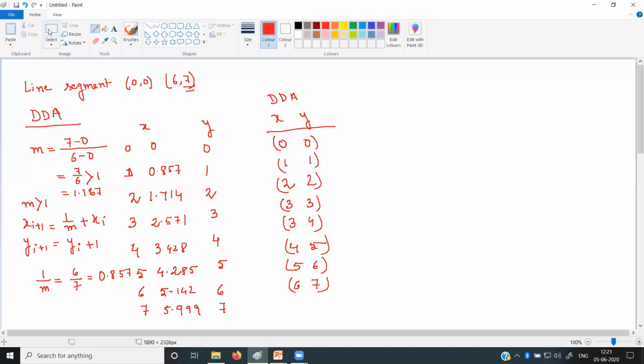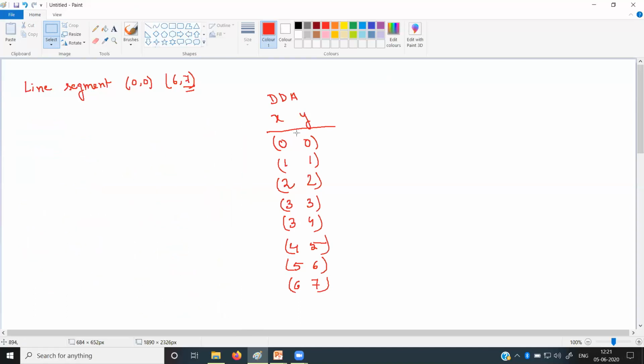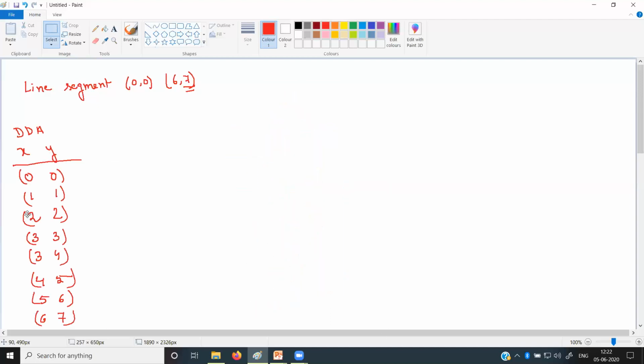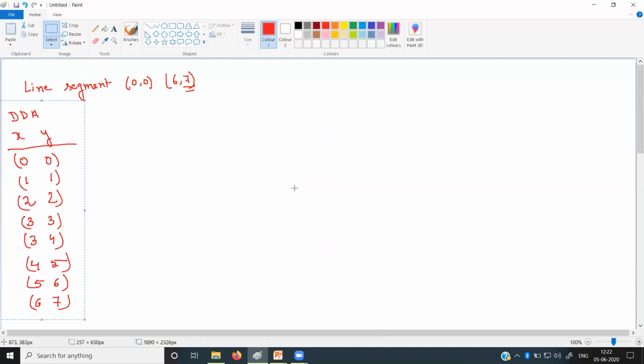Now we will solve the same problem using the Bresenham line drawing algorithm. So the same problem will be solved using the Bresenham line drawing algorithm. So I think it is clear to you. We will keep this value on one side. So this is the point set for the DDA. Now we will go for the Bresenham.